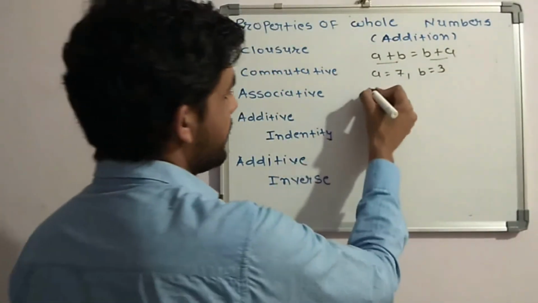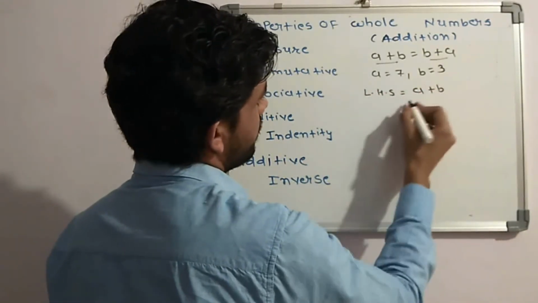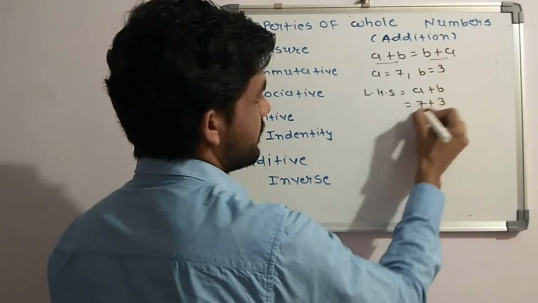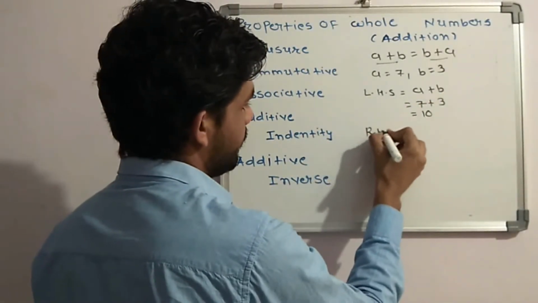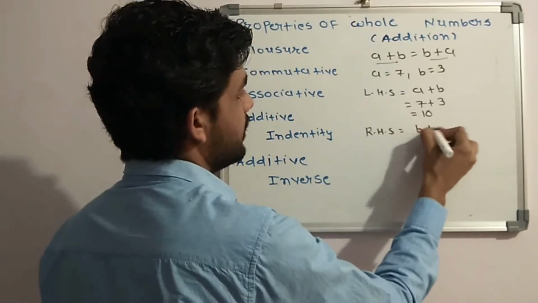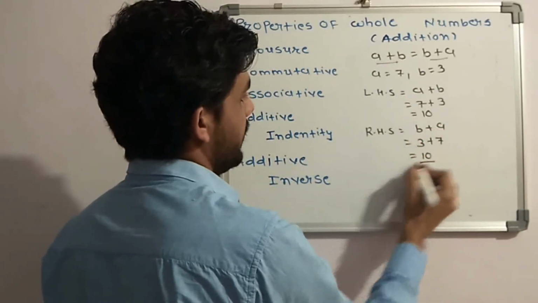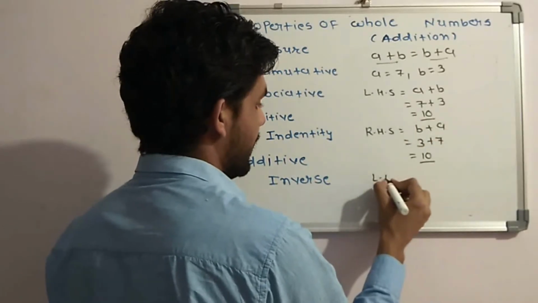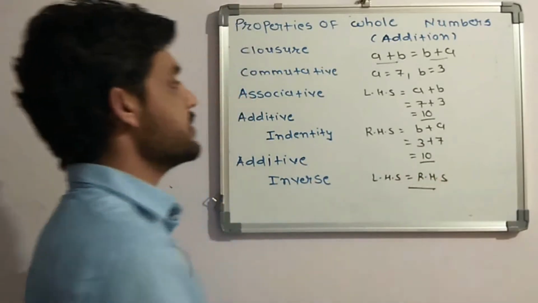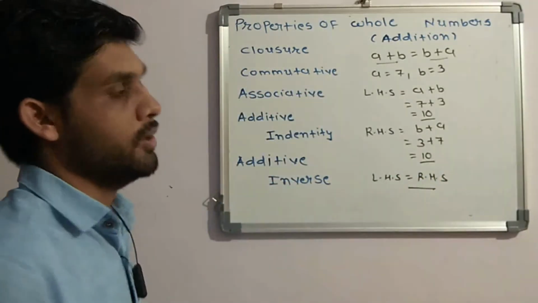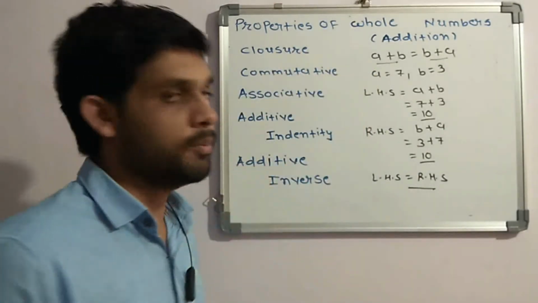So the left hand side is a plus b, that means 7 plus 3, that means 10. The right hand side is b plus a, that means 3 plus 7 is equal to 10. Here you can see that the left hand side is equal to the right hand side, and from this you can say that the commutative property is closed under addition for whole numbers.